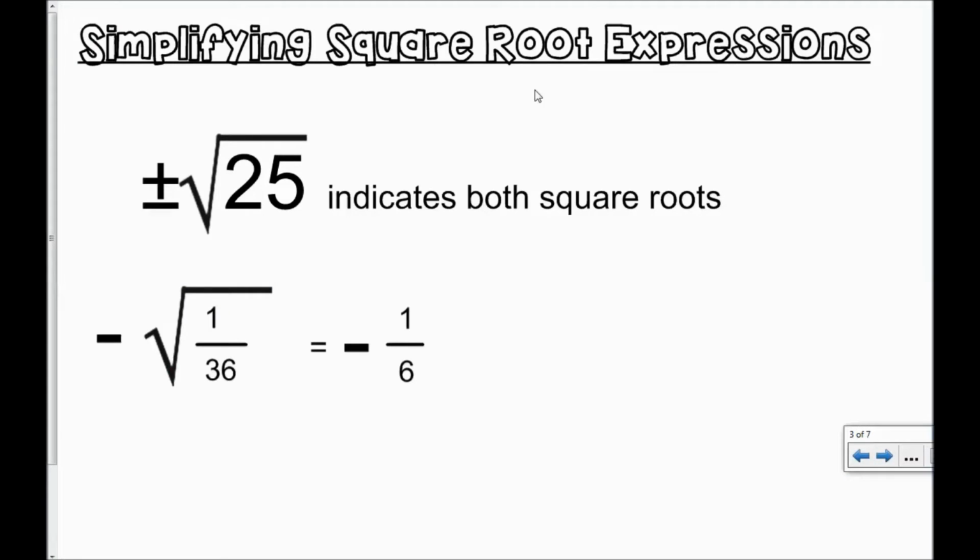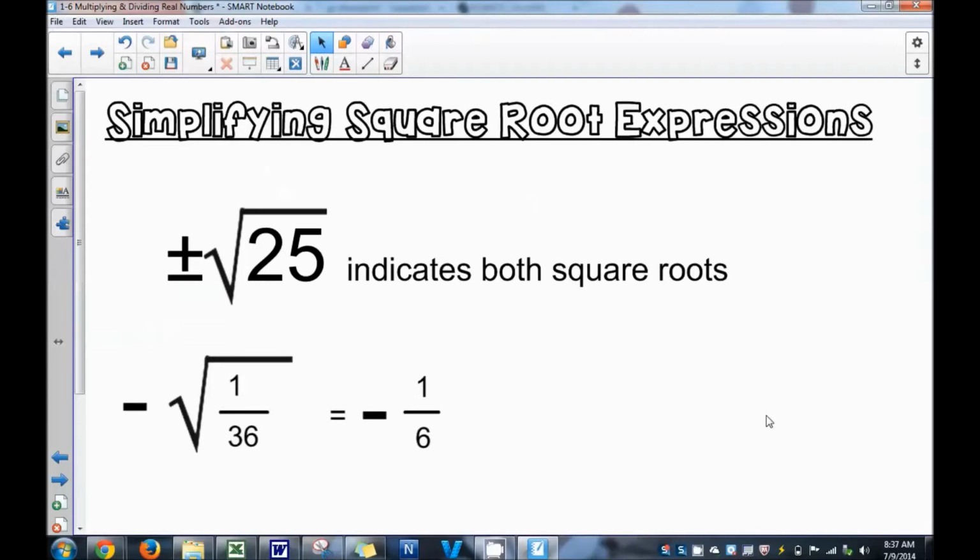For simplifying square root expressions, here's where it's a little bit new to you. If you see something like this, you see a plus and a minus sign out in front of a radical, you're like, okay, what is it, positive? Is it negative? What it means is it indicates both square roots. So the answer to this one, plus or minus the square root of 25, could either be positive 5 or negative 5. And so we write it like that, plus or minus, on top of each other, just so you aren't having to rewrite things. And in math, we like to abbreviate things.